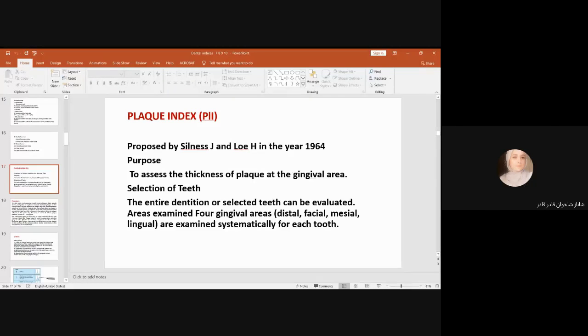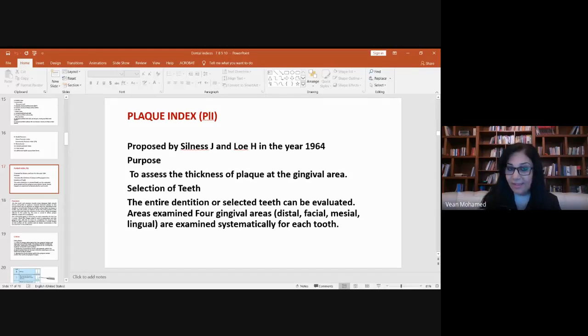Okay, so plaque index. Why do we use plaque index? To assess the thickness of plaque. Doctor, yes, it's only related to the gingival area of the tooth. We just examine all the faces of the tooth only in the gingival aspect: distal, facial, mesial, and lingual. Just the gingival area.